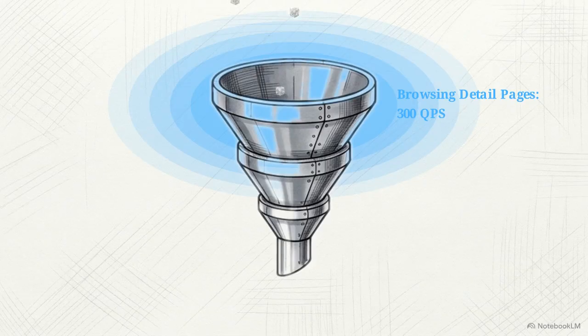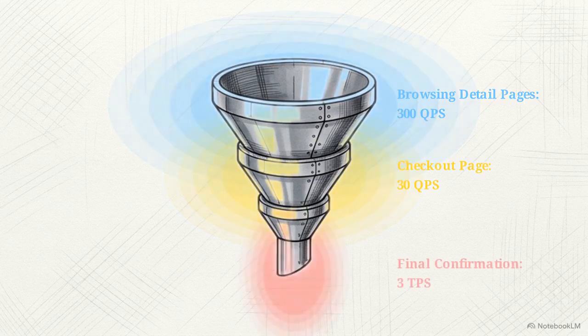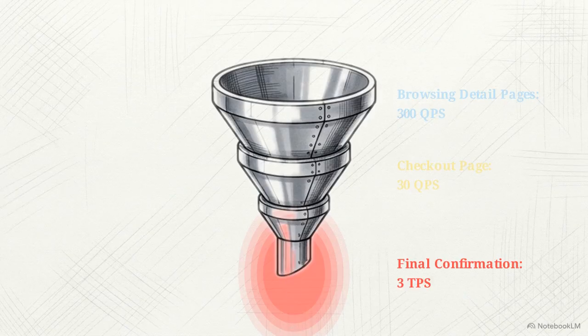Users browsing detail pages generate about 300 queries per second. Only a fraction of those users proceed to checkout, dropping the load to 30 queries per second. By the time users actually click the final confirmation button, the true write volume shrinks to an average of just 3 transactions per second. That final execution layer, processing a mere 3 transactions per second, is the critical bottleneck.